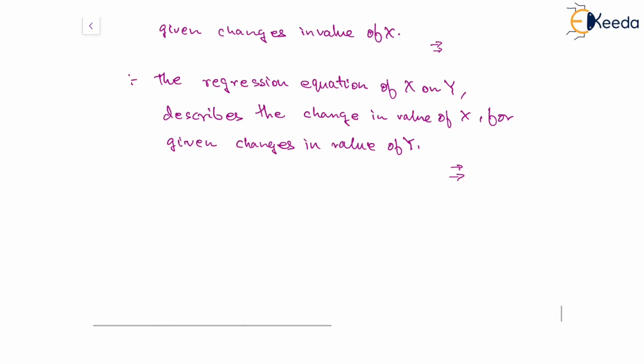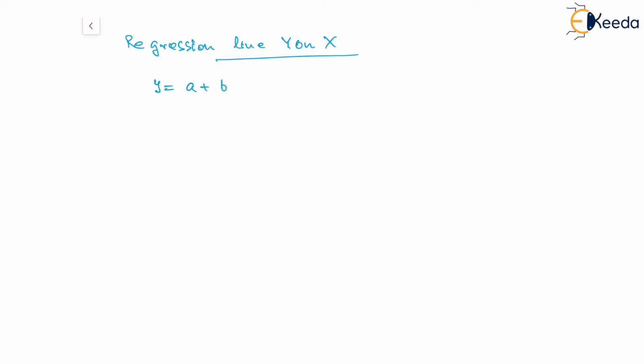Now we'll see the types of equation with its formula. So it is regression line of y on x. This is basically given as y equal to a plus b times of x, and we can see that this is a linear relation between y and x.